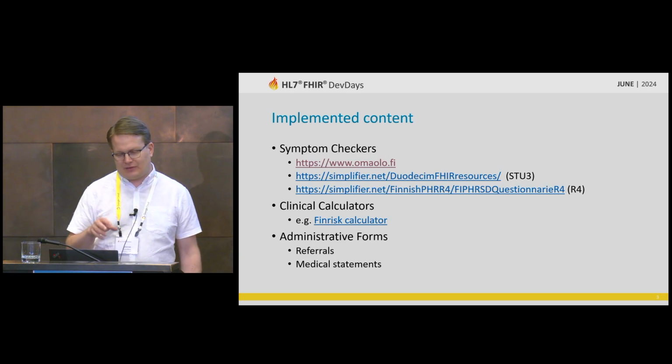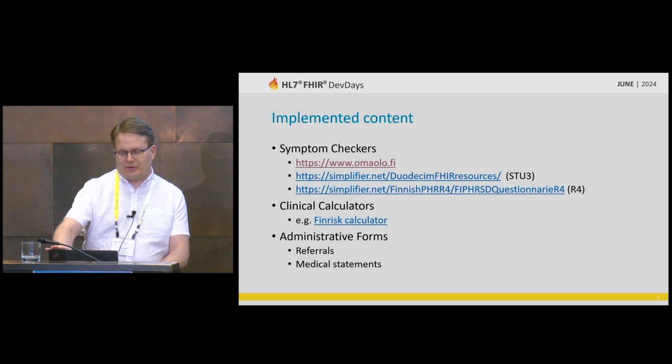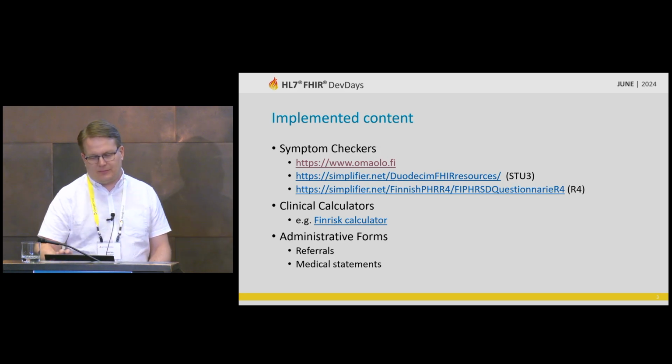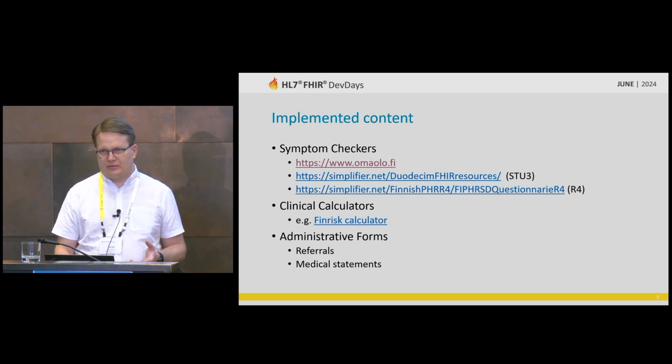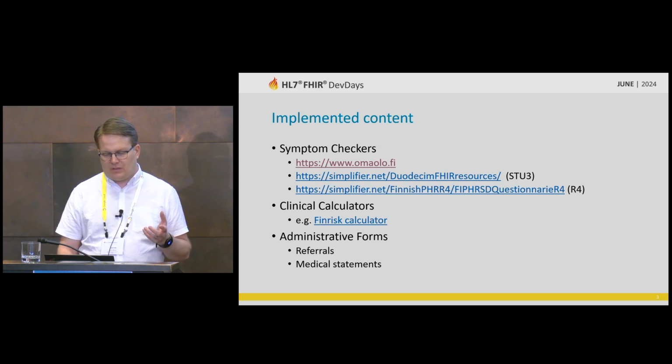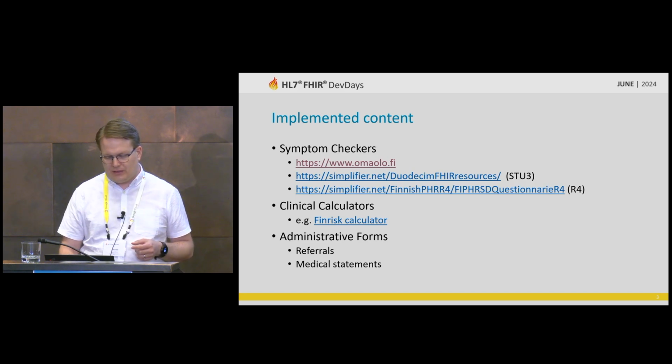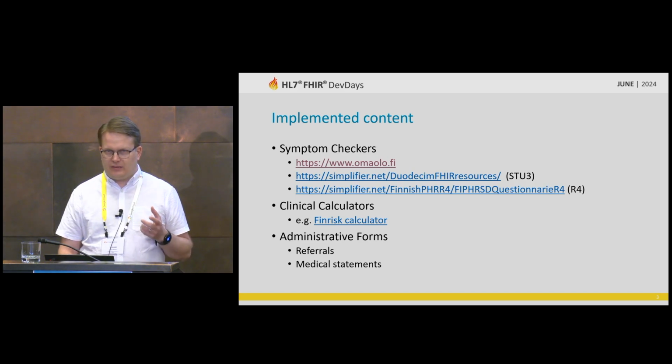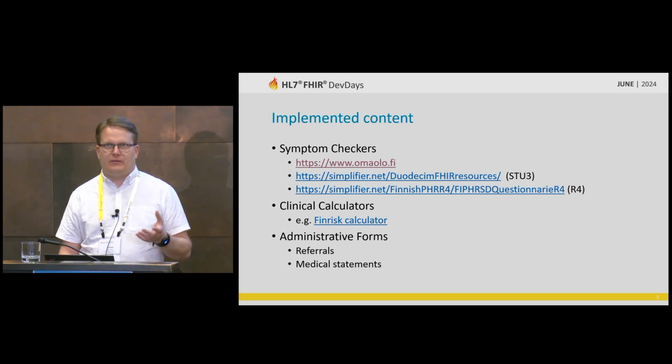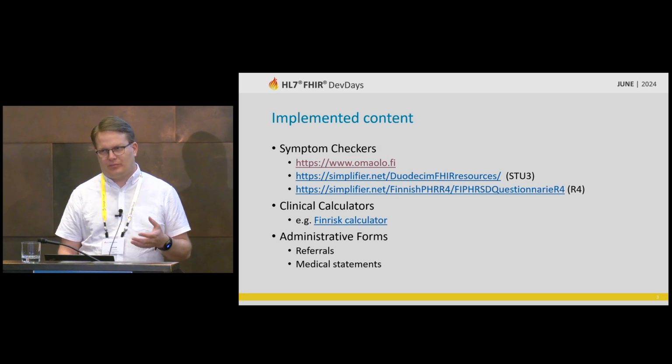I made 3 categories here for what kind of content we have implemented. One is the symptom checkers. I will show it to you quickly. And then we have clinical calculators. We have, I think, over 100 calculators and clinical forms, and we are now in the process of transferring those to questionnaires in FHIR format.